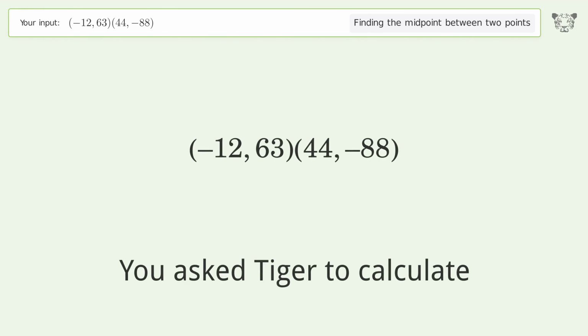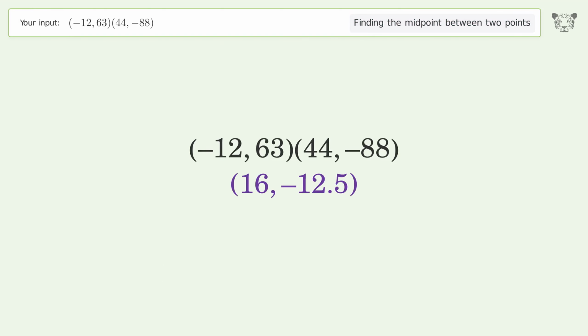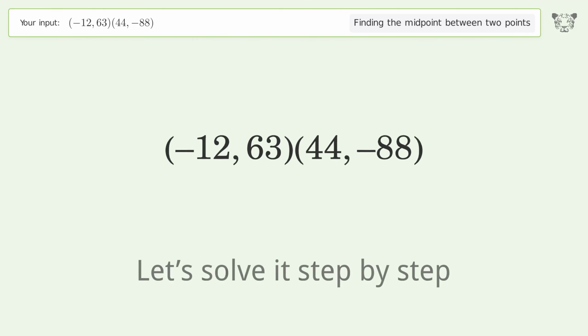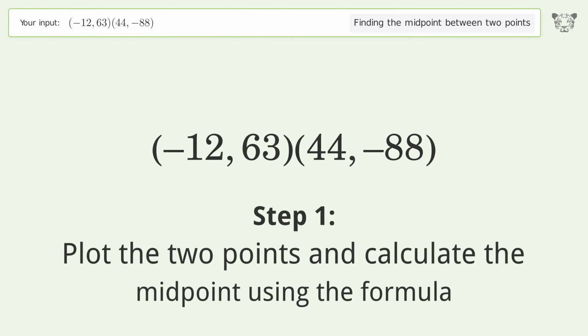You ask Tiger to calculate. This deals with finding the midpoint between 2 points. The midpoint between the 2 points is 16, negative 12.5. Let's solve it step by step. Plot the 2 points and calculate the midpoint using the formula.